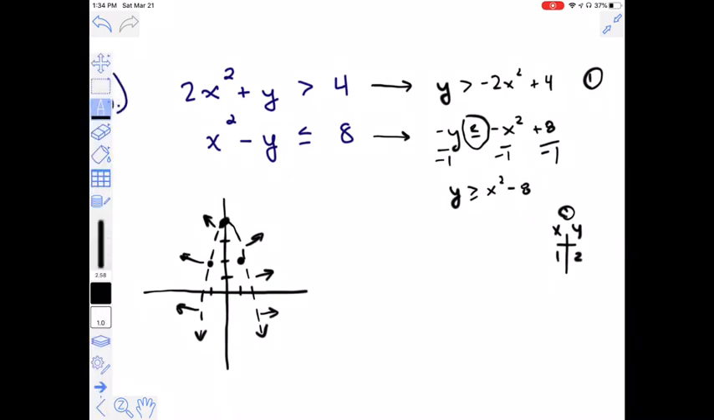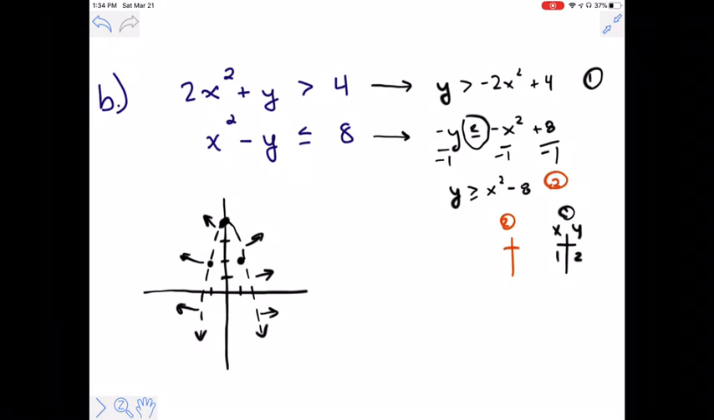Now the other one, the second inequality here, it's been moved down 8 units because of that minus 8. So 1, 2, 3, 4, 5, 6, 7, 8. So the vertex is right there.